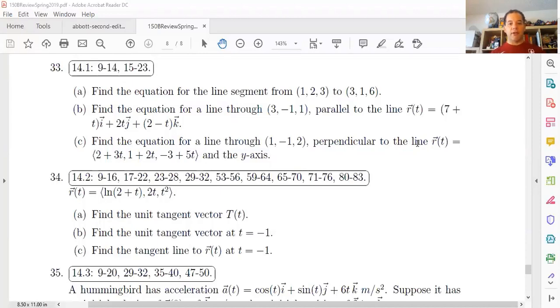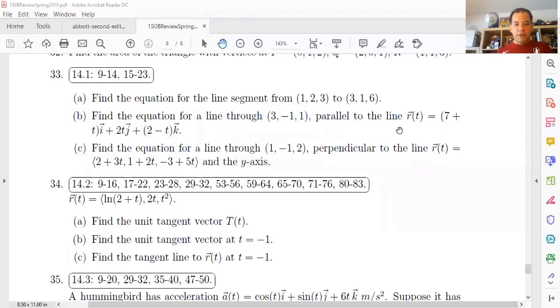Let's pick one of them. Probably C is the harder one, or at least let's outline both of them. So let's outline part B. For part B, it will be a line through (3, -1, 1), parallel to the line R(t), which is given by (7 + t)i + 2tj + (2 - t)k. Okay, let's go to the page.